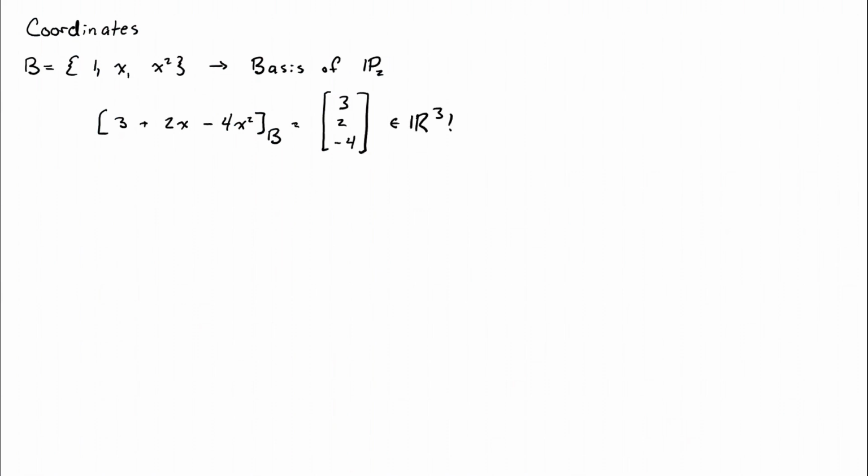a vector in R3. We've discussed coordinates in the past, when we were discussing Rn, and believe it or not, this is the exact same concept. Compare (3, 2, minus 4) to the basis B, and the vector 3 plus 2x minus 4x squared. Notice every vector in R3 corresponds to a unique polynomial. This means P2 and R3 are isomorphic, or the same, and this is super powerful.